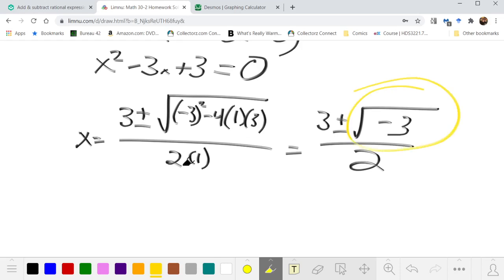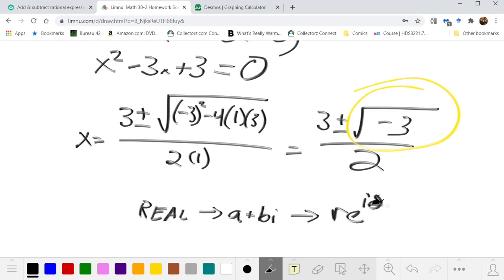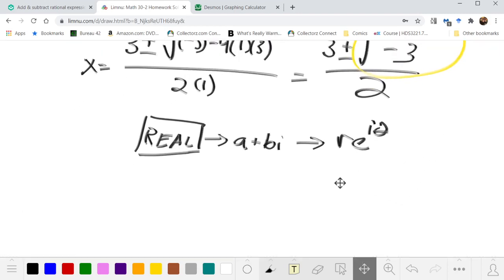The square root of negative 3 is not a number we are equipped to deal with at this level. It is a valid number if you go to your calculator and switch from real mode to either a plus bi, or to the re to the i theta modes, and calculate the square root of negative 3, it will give you an answer instead of an error. But you'll want to leave it in the real mode. That's the one that our tests are built around. So this has no solution, but it does have restrictions.